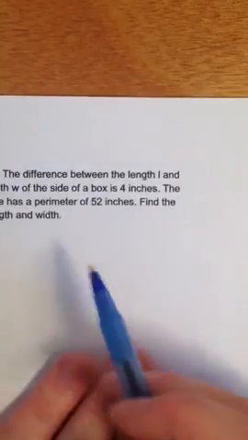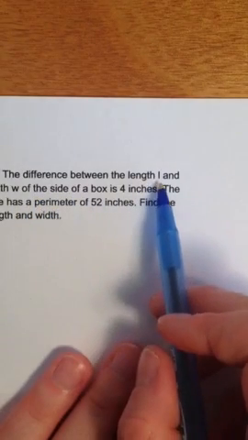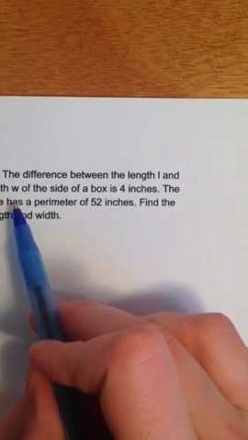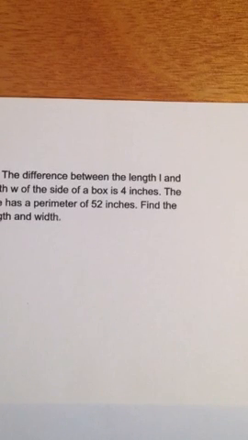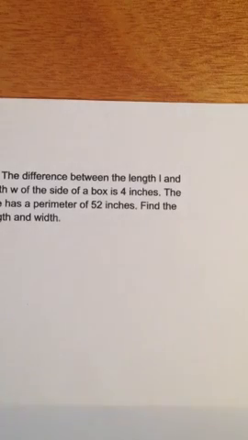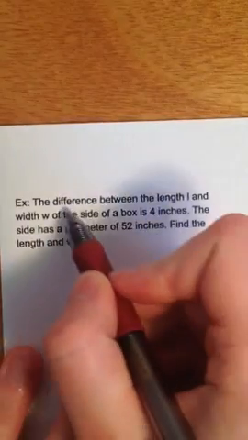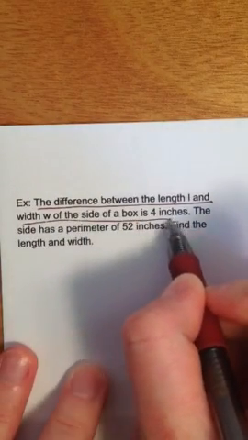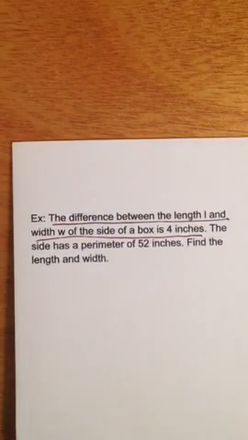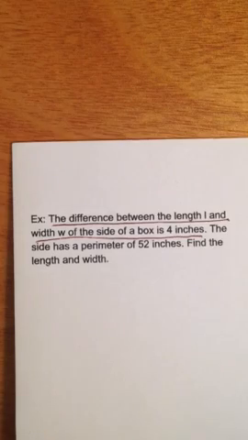Okay. It says the difference between the length L and the width W of the side of the box is 4 inches. The side has a perimeter of 52 inches. Find the length and width. So again, this first sentence here, the difference between the length L and the width W of the side of the box is 4 inches. So my two variables are L and W.